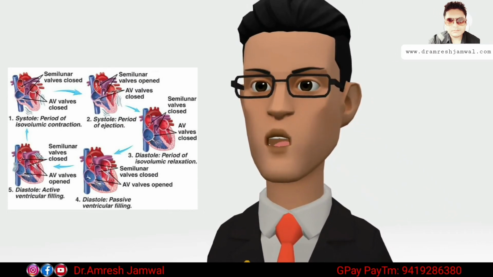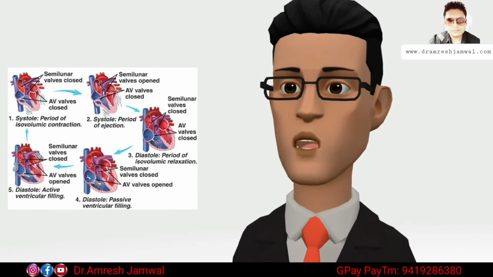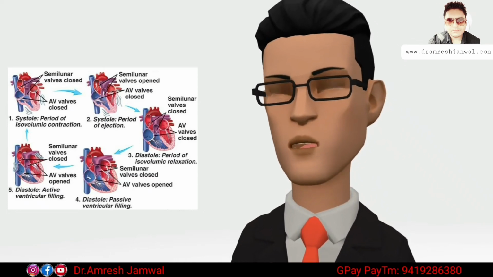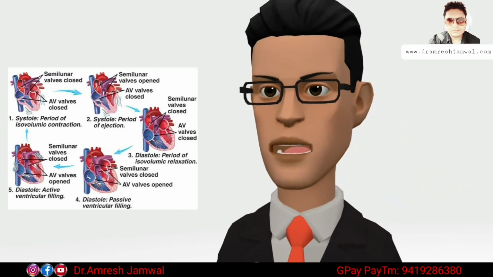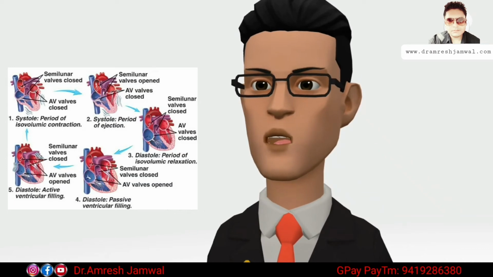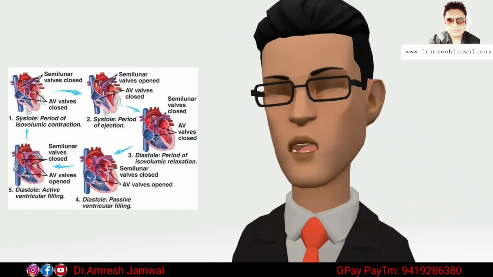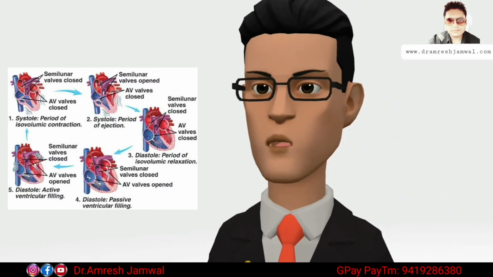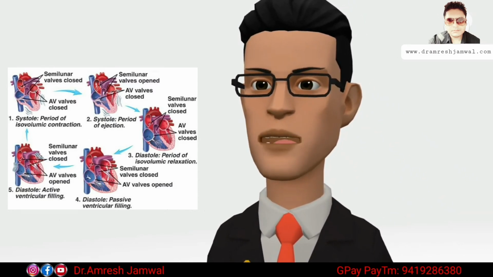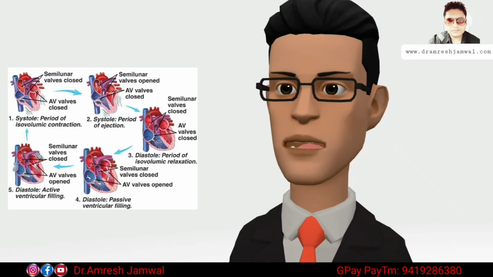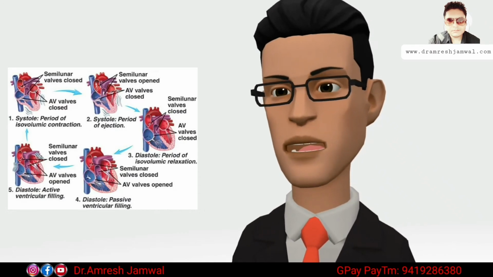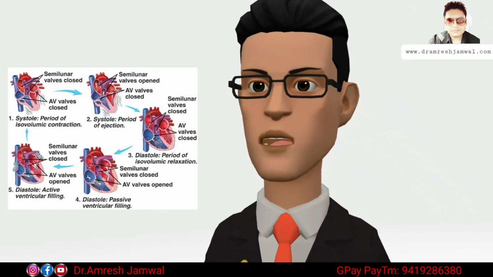Atrial contraction is also called atrial systole. Atrial contraction lasts only 0.1 second. Atrial systole is followed by atrial diastole, which means atrial relaxation. The next phase is called ventricular systole. As soon as the ventricles contract, the tricuspid and bicuspid valves close to prevent backflow of blood into the atrium. The pressure in the ventricles causes opening of the semilunar valves.